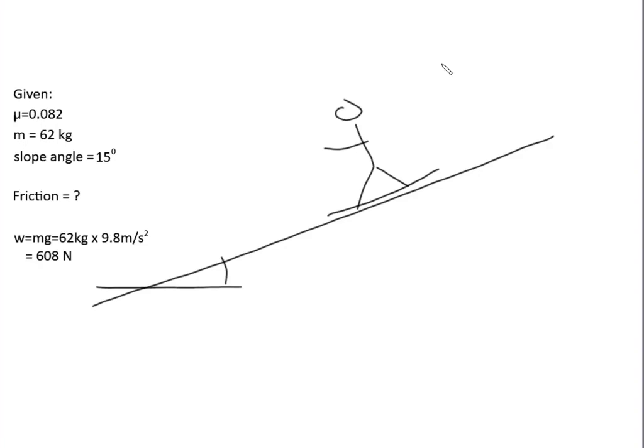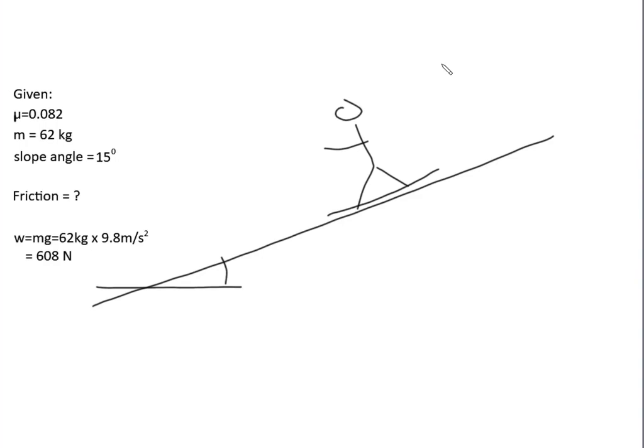In this video, I show you how you solve the friction problem where the task was to calculate the friction of a skier on a slope. On the left, you see which values were given. We have the friction coefficient mu equal 0.082, and the mass of the skier is 62 kilograms. And the slope was given to be 15 degrees. And the goal was to find the friction. Below that, you already see that I calculated the weight of the skier to be 608 Newton.